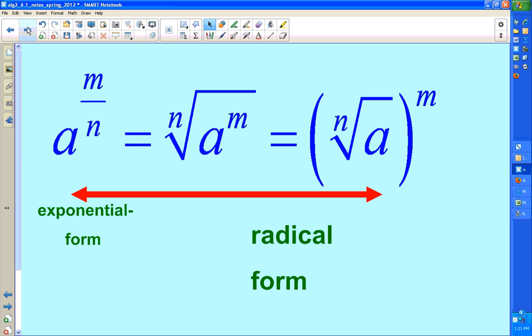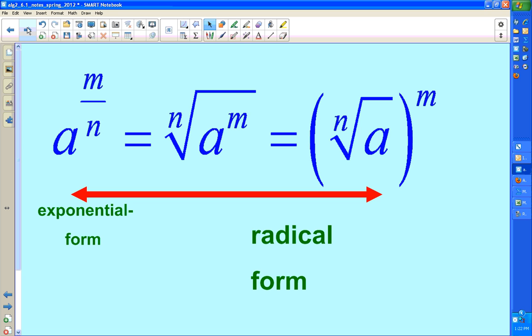On the left-hand side, right here, a to the m over n power, that's called exponential form. If you have a rational exponent like m over n, and you want to turn it into a radical form, the n, the denominator, becomes your index. The m, the numerator of your rational exponent, can either be put on the base to a power under the radical, or you could just take the nth root of the base, a, and figure out what that is, and then raise it to the m power. All three of those expressions are equivalent.